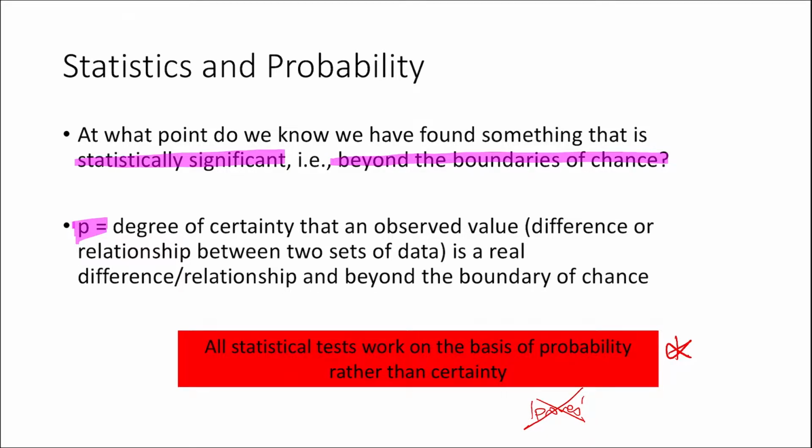But what is our p-value? Our p-value is our probability value. Our p-value is our level of significance. You might see it referred to as level of significance or significance level. It's basically the degree of certainty that the difference or the association or relationship is real, and that the difference or association that we're observing is beyond the boundary of chance.